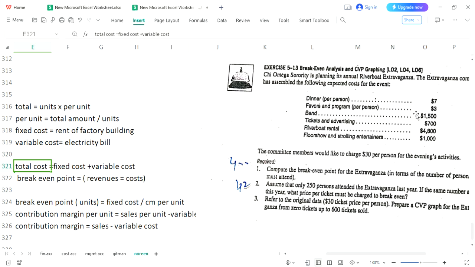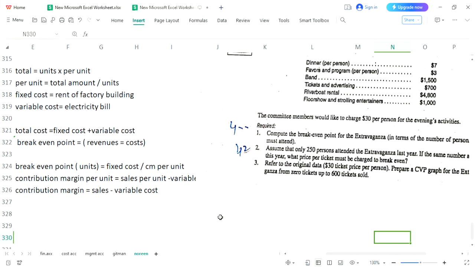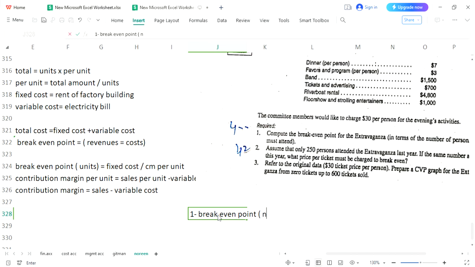Above two is fixed, remaining all are variable cost. Now we can easily calculate our break-even point, but in terms of number of persons. So what we need? We need to have break-even point. The first requirement is your break-even point, but in terms of what? Numbers. In terms of units, you can say. Whenever you see your break-even point in terms of unit, you need to have fixed cost, and then you will divide your fixed cost by CM per unit.